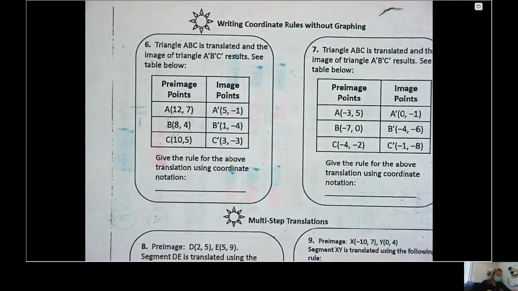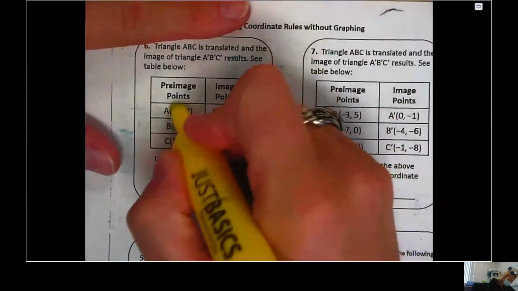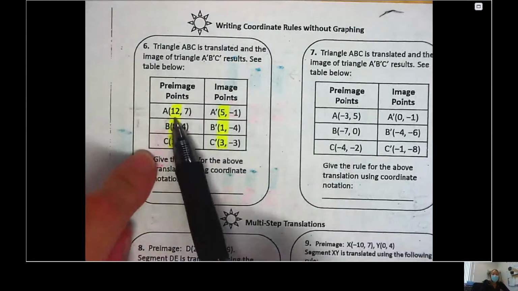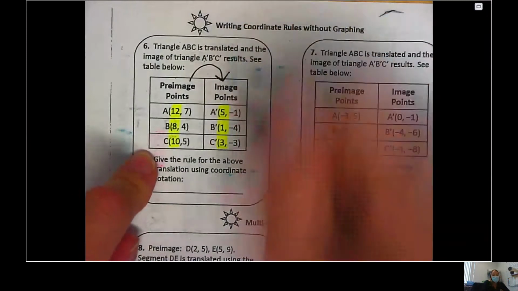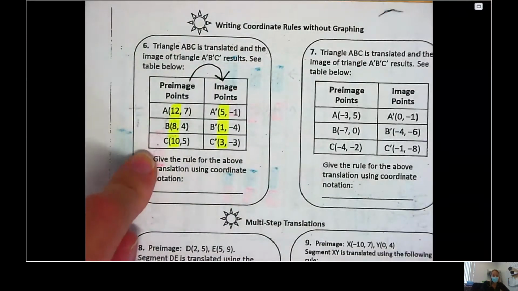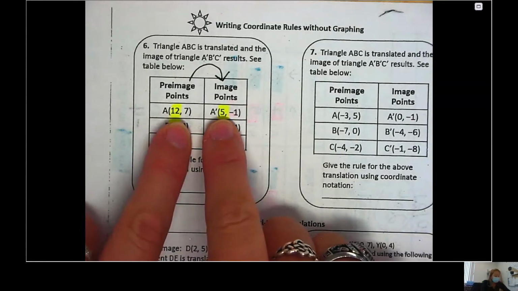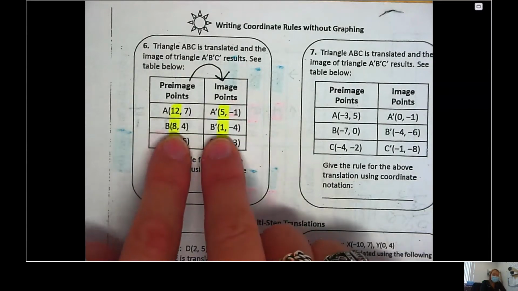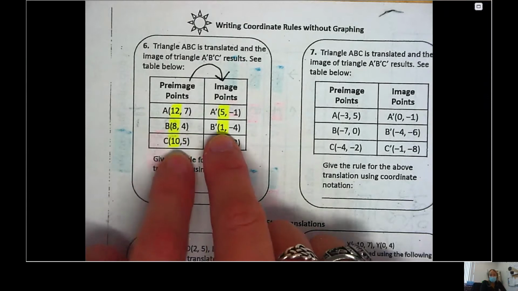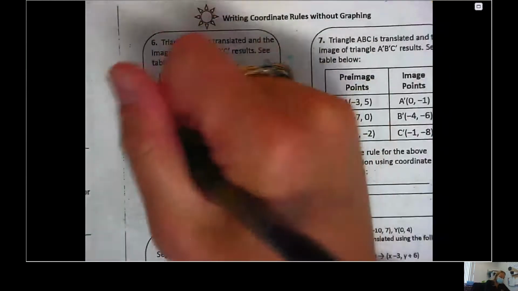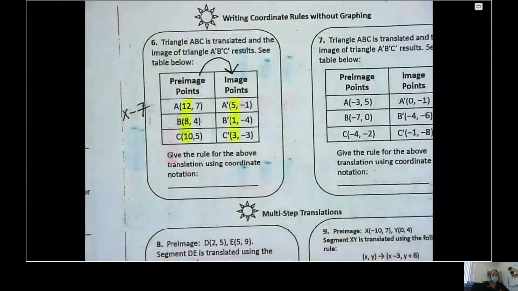So let's just look at my x's. I'm going to highlight all of my x's and I'm only going to look at those. All right, what happens if I go from my pre-image to my image? What do I have to do to go from 12 to 5? Subtract 7. What do I have to do to go from 8 to 1? What about from 10 to 3? Subtract 7. So I'm taking my x values and I'm subtracting 7.